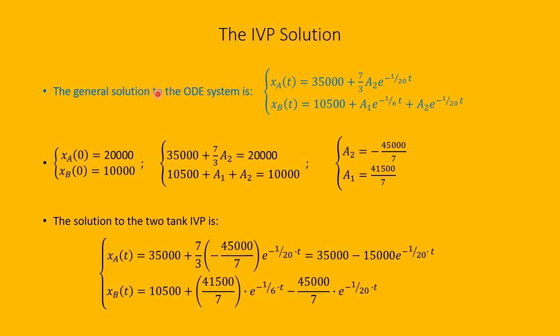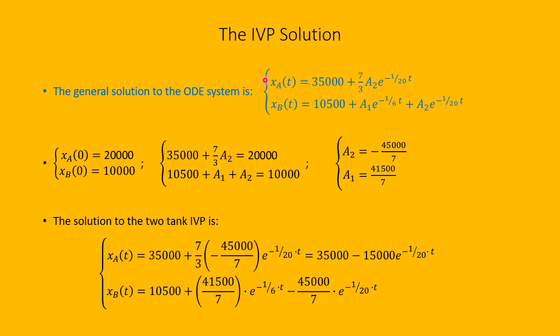So far, we've found that the general solution to the system of ordinary differential equations is given right here. Now let's remember that we had some initial conditions: how much salt was in tank A at time 0 and how much was in tank B at time 0. Those were 20,000 and 10,000. So substitute zeros in for the t's all the way through here.